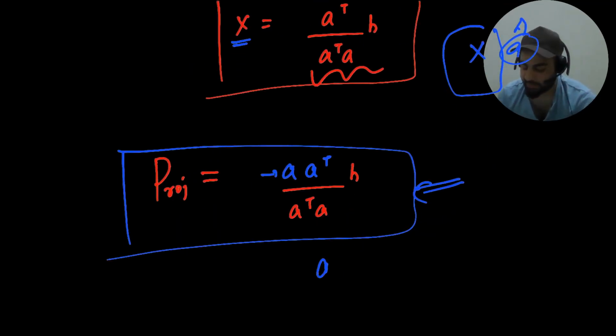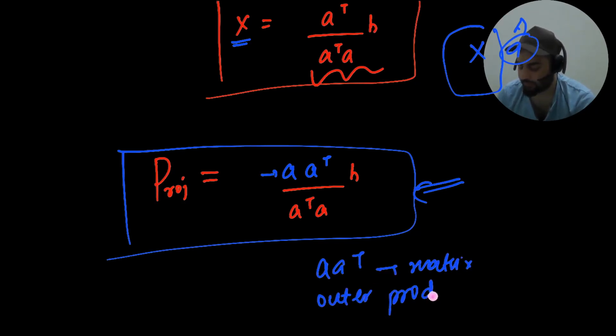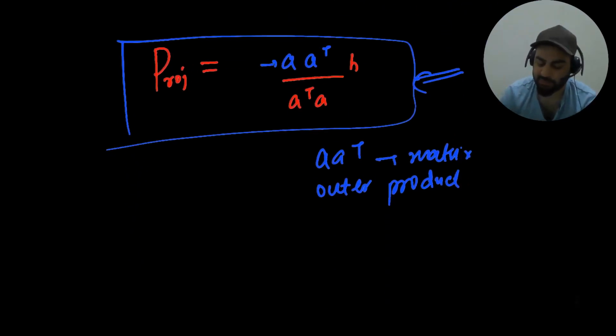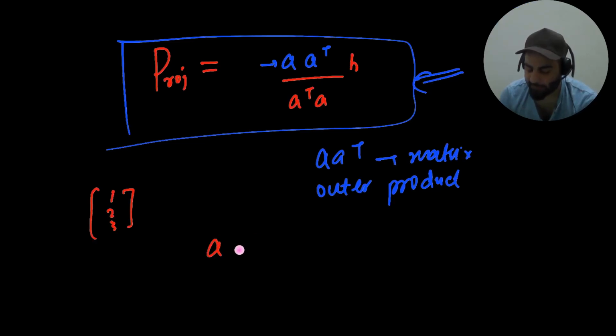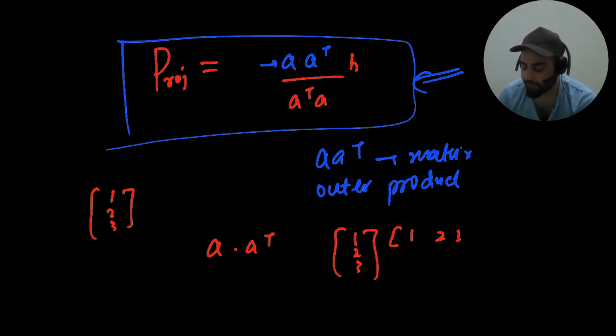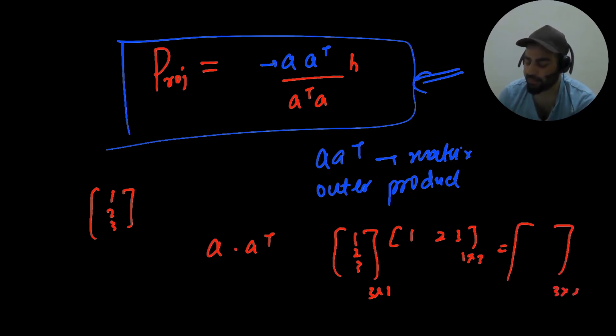So this A A transpose is a matrix. It is basically an outer product. This is a rank 1 matrix. Why is it rank 1? Let's suppose I have a vector 1 2 3. If I have A multiplied by A transpose, that is 1 2 3 multiplied by 1 2 3. Now this is 3 cross 1 and this is 1 cross 3, so I'll get a full-fledged 3 cross 3 matrix.